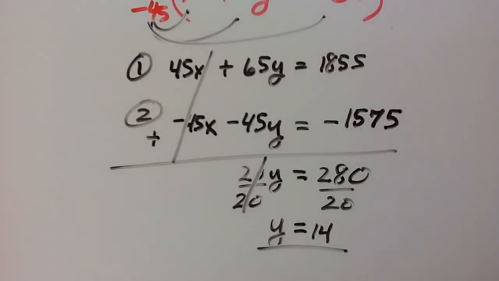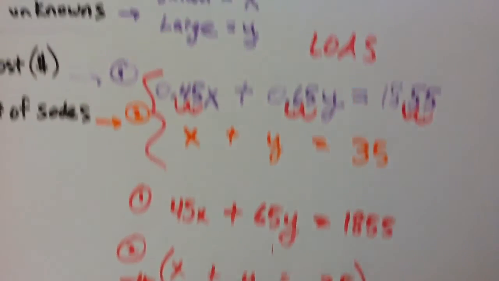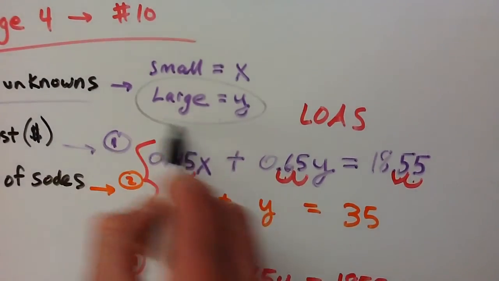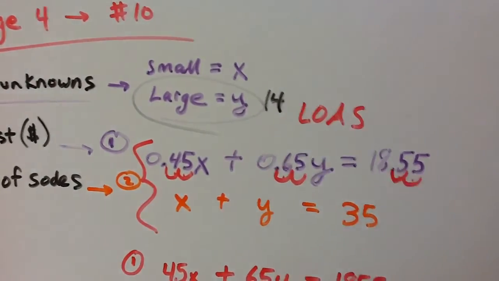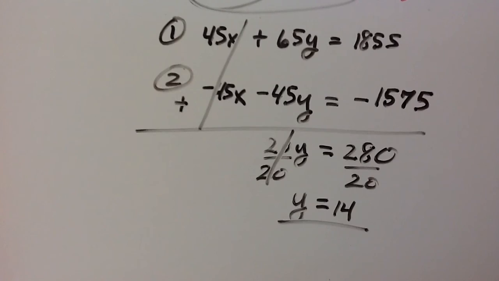Now what does y tell me? What did we call y? Y, if you remember, was the number of large sodas. So we found that there's 14 large sodas. And so if we have y, how are we going to get x? We've done L, we've done O, we've done A. Next is S. We need to sub in, right? Sub in that y value to one of the two equations that you wrote.